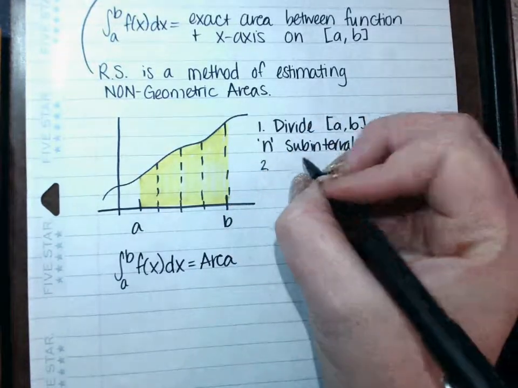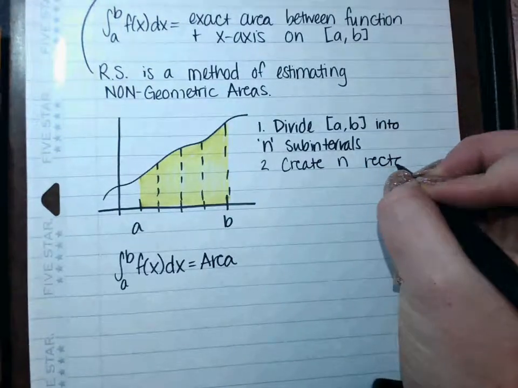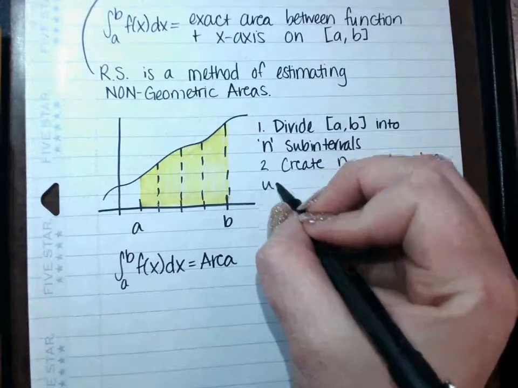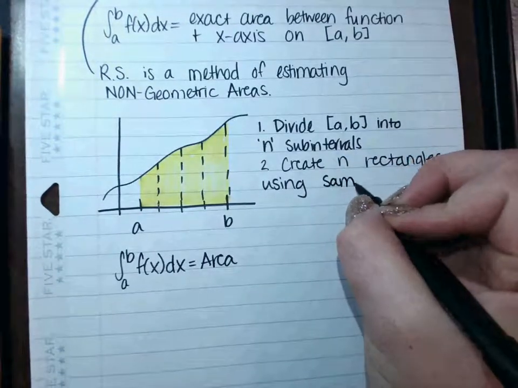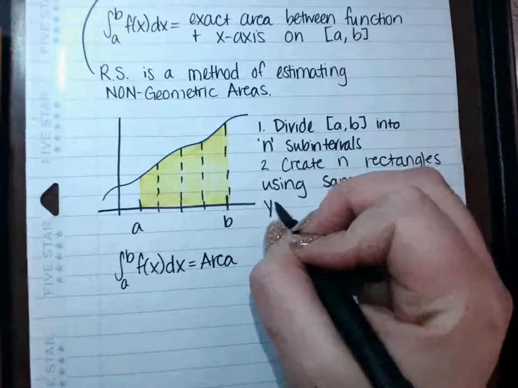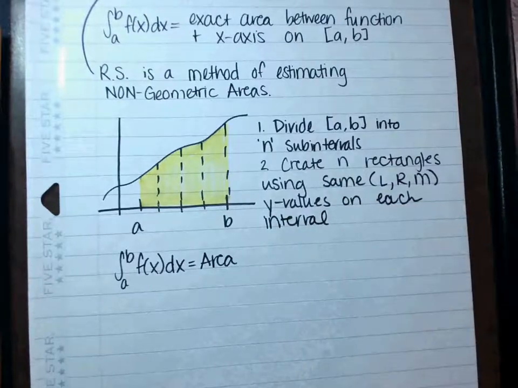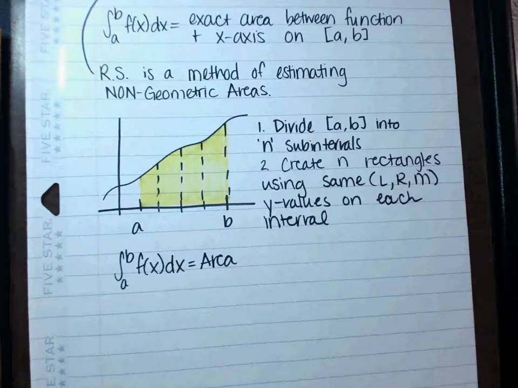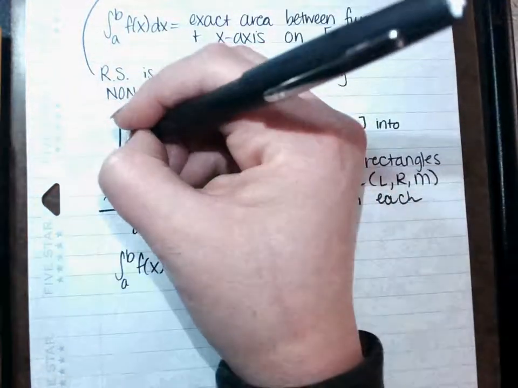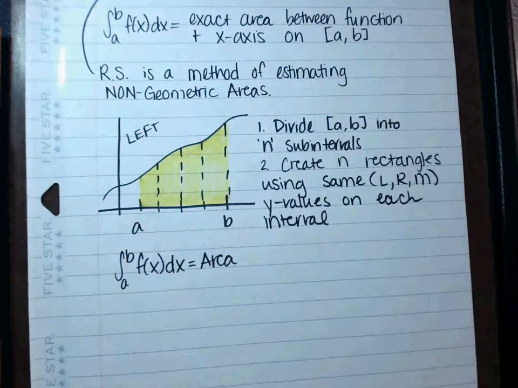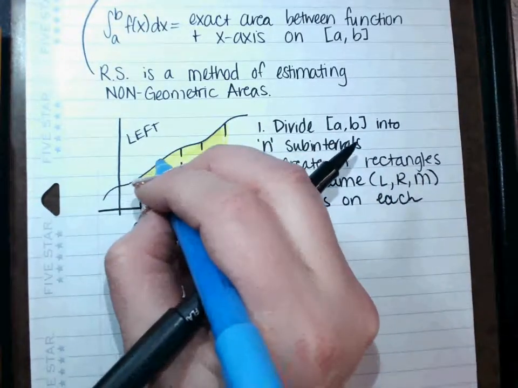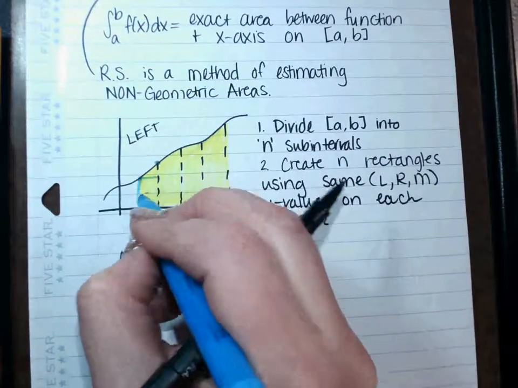Step number 2. You are going to create n rectangles using the same L, R, or M y values on each interval. L, R, and M stand for left, right, and middle. You will probably not forget that, but you can label it if you want to. This example that we just did is going to be a left. So we're going to take each interval, use the left y value, and create a rectangle of that height. For a to b, these are my 2 y values, here and here. I'm going to pick the one on the left, and draw a rectangle.